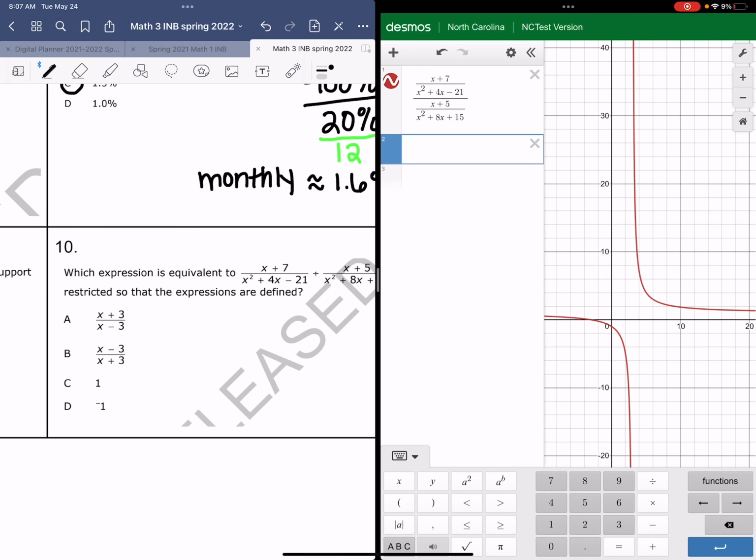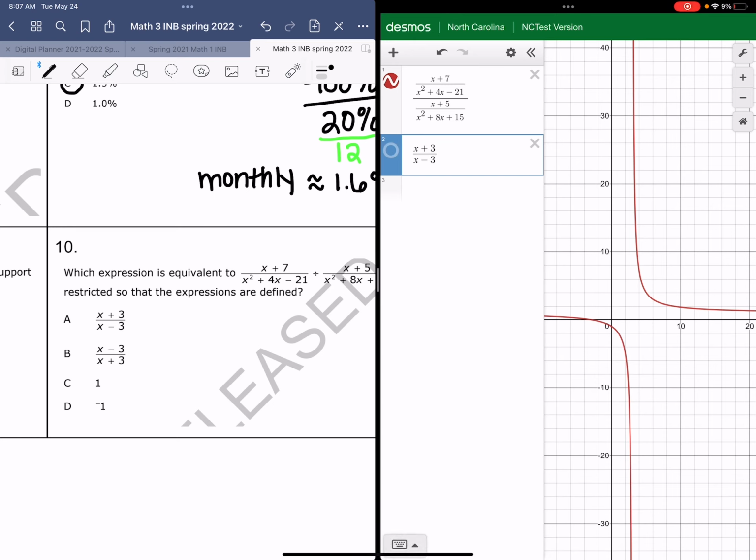Well, we have the first one. That's going to be x plus 3 over x minus 3. And actually that one matches perfectly. So the correct answer there would be A.